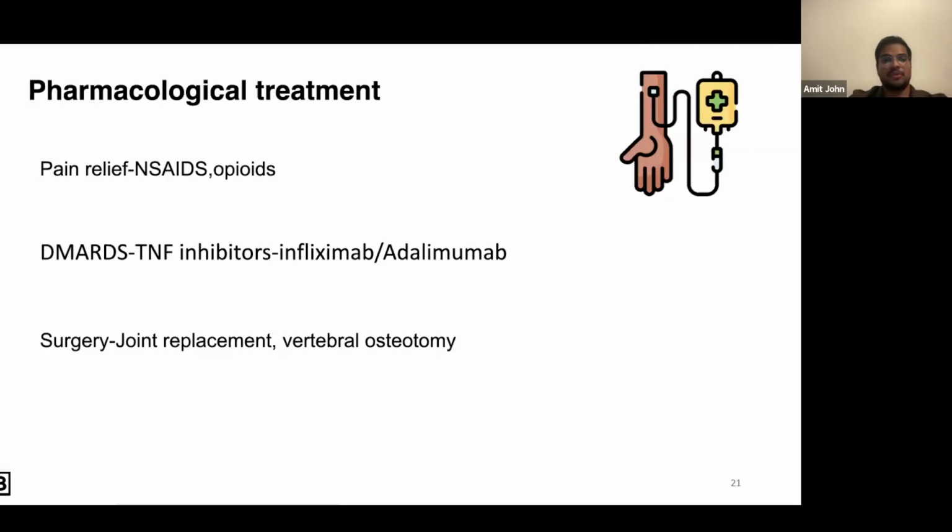Surgery: joint replacement, especially for the hip. Over time, the hip mobility is going to be really compromised, and joint replacement will make the joint more congruous. And then vertebral osteotomy may help symptoms, especially if they have radiating pain and nerve root involvement.